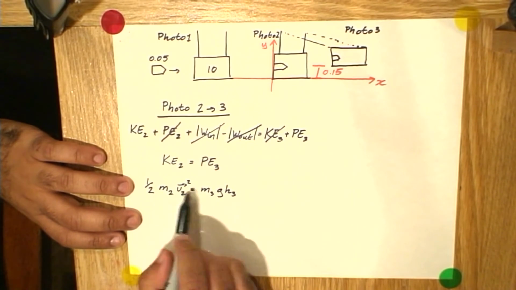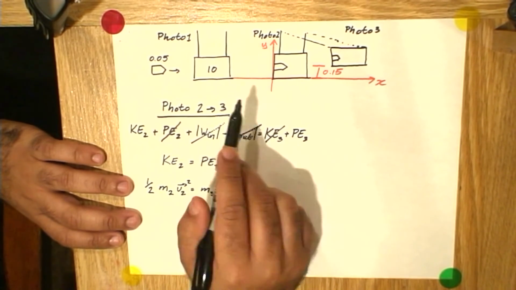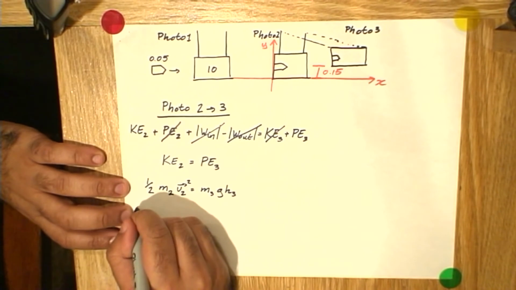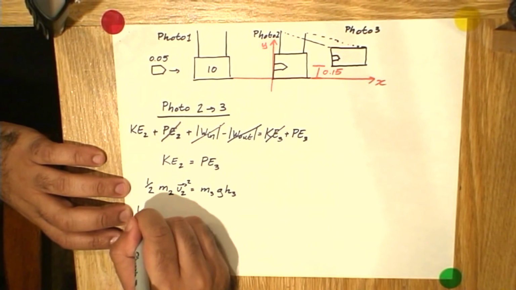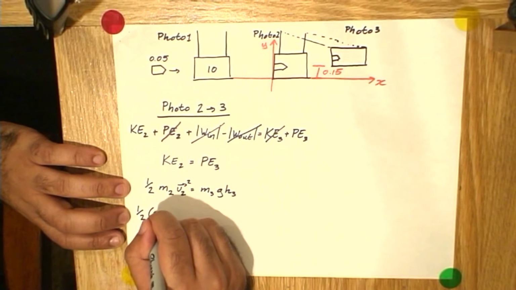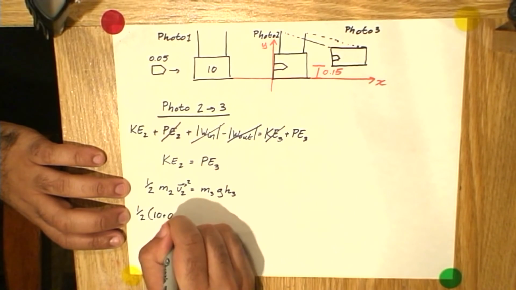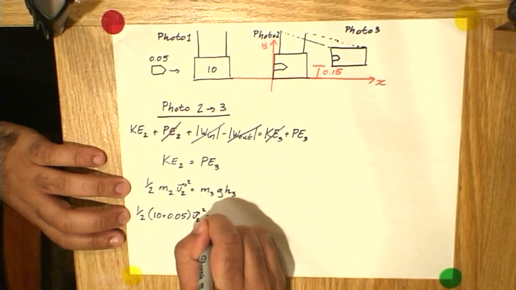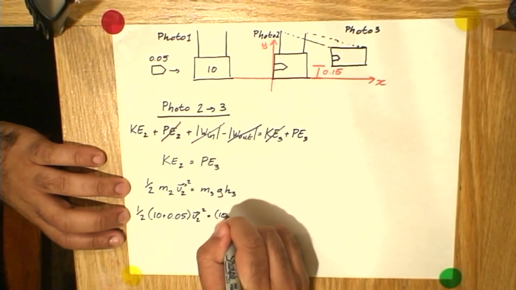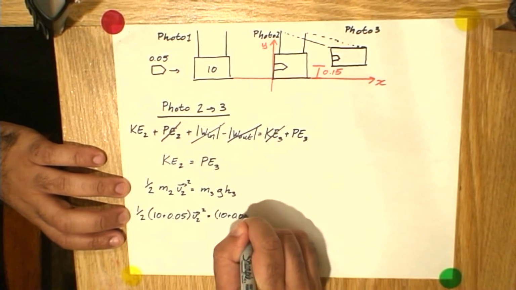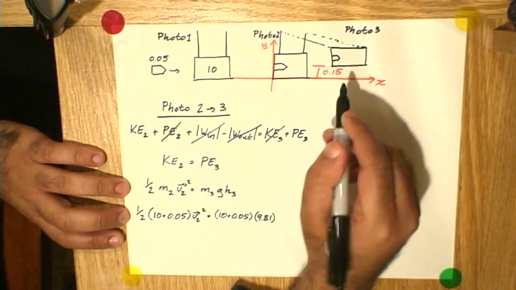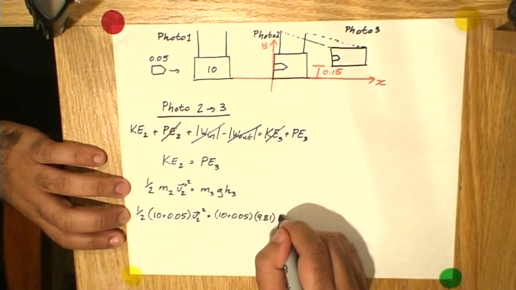Now these two masses are going to be equal to each other. It's the mass of the box plus the mass of the bullet. So we can expand those out and plug in all the information we know. 1/2 times mass of box plus mass of bullet, which is 10 plus 0.05, times the velocity squared is equal to 10 plus 0.05 times g, which is 9.81, times the height, which is 0.15.